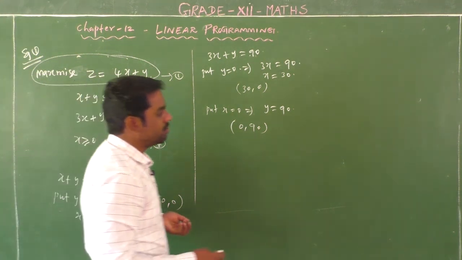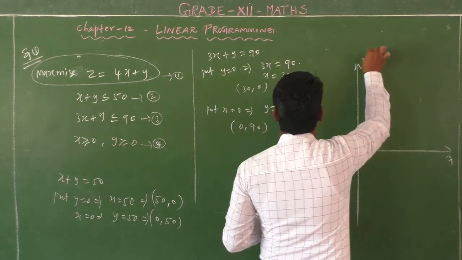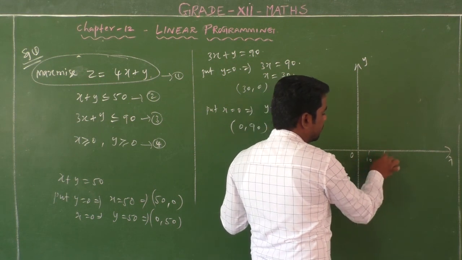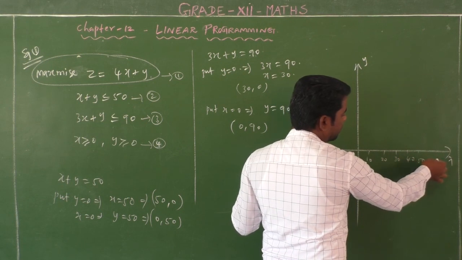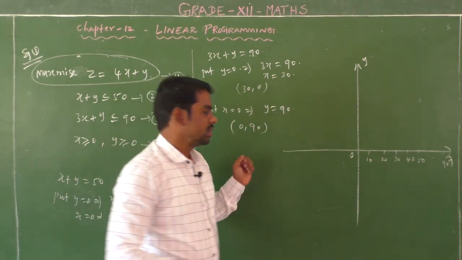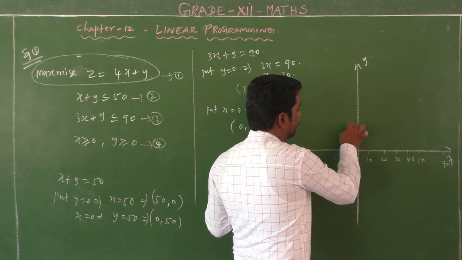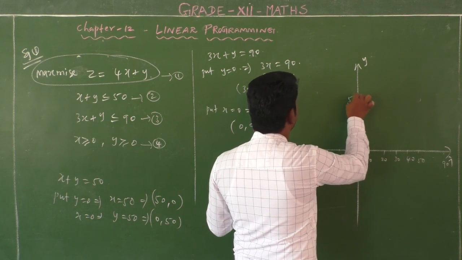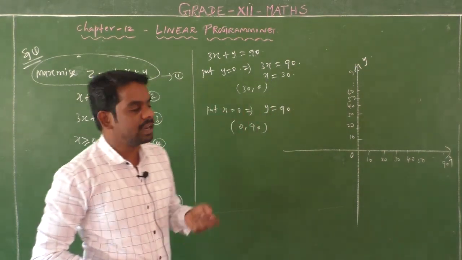So draw the graph. This is x and y. Mark 0, 10, 20, 30, 40, 50, and so on, up to 90. The same on the other axis, 10, 20, 30, 40, 50, 60, and so on, up to 90. Okay. Right. Now plot these points.